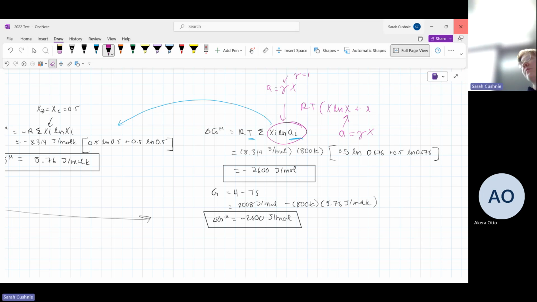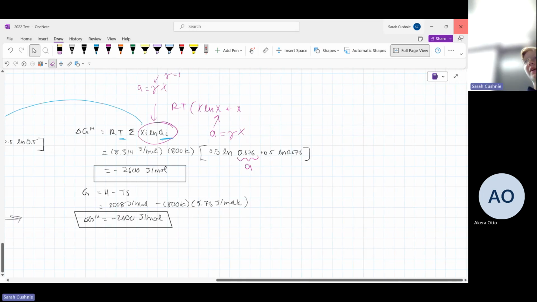Why don't we then write A over... Why do we drop the gamma term? Can we do activity, right? I always think delta G is RT, it's like one activity.